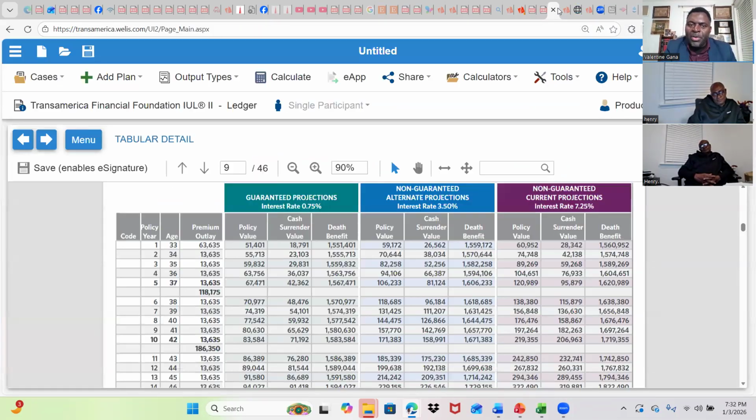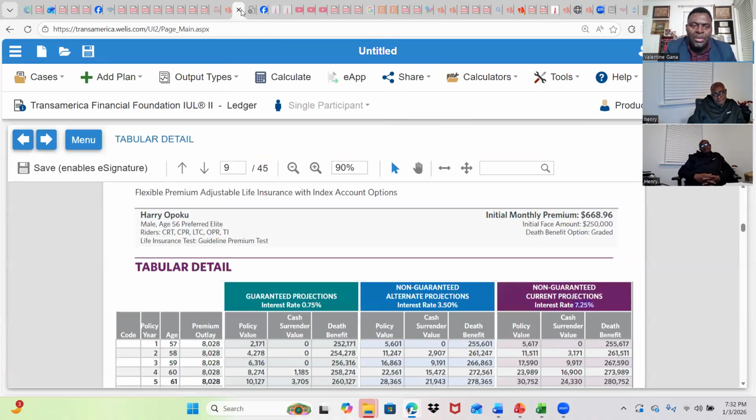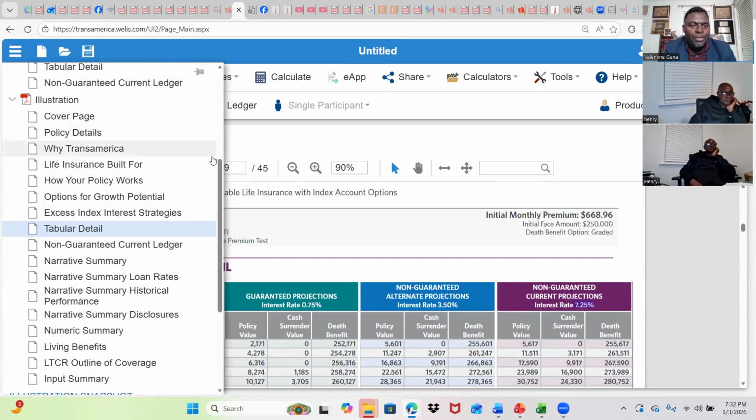Let me go back to the illustration I just did for you and show you an example. Just a minute. Where is that? I think this is the one. All right, it's right here. Let me go to menu.